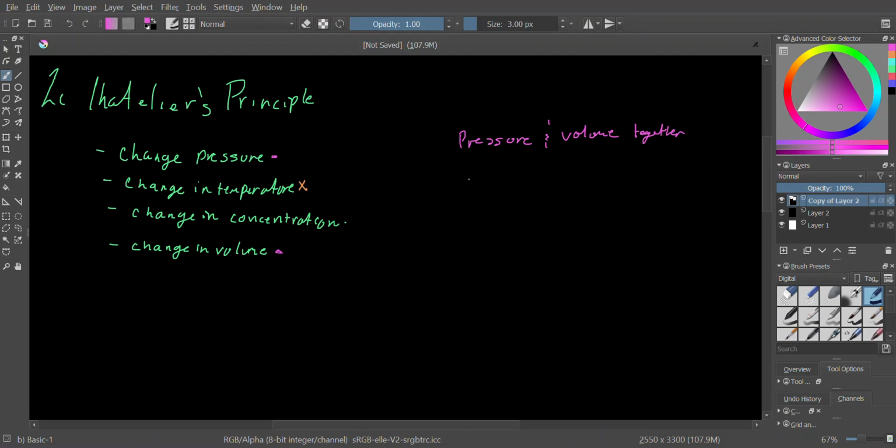So essentially, if your pressure increases, your volume decreases. And with these, it's not a shift to the left or to the right, it would be a shift to the least moles.